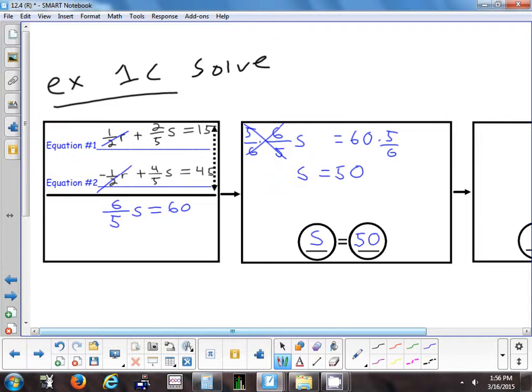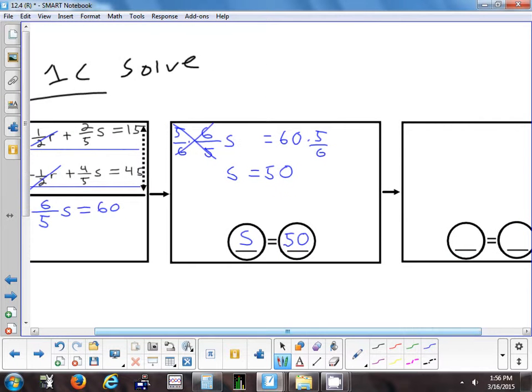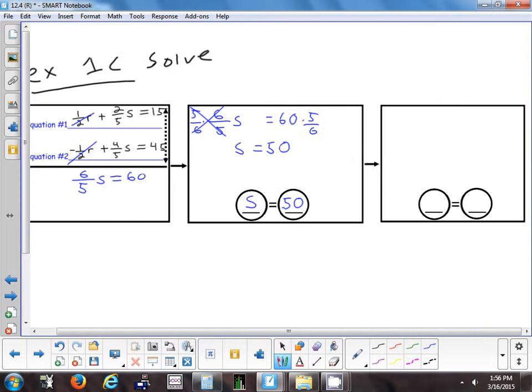So let's plug it into the top. When I do that, what happens to the 1/2 R? It stays. Nothing's going to happen to 1/2 R right now, so keep that. Plus, who can tell me what this next part is going to be? 2 over 5 times 50. Yep, 2 over 5. And don't get nervous about the fraction, just use your calculator. So 2 over 5 times 50 equals 20.